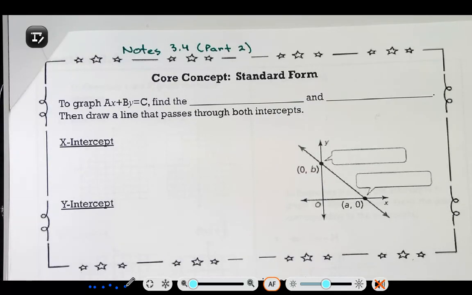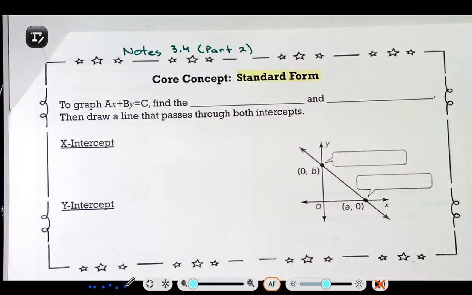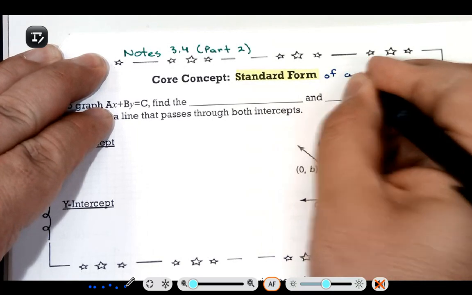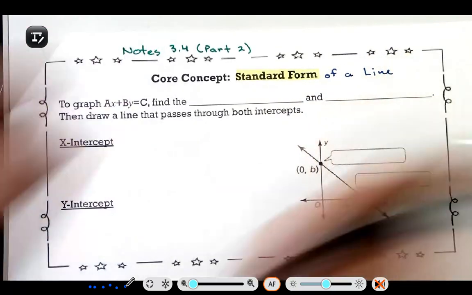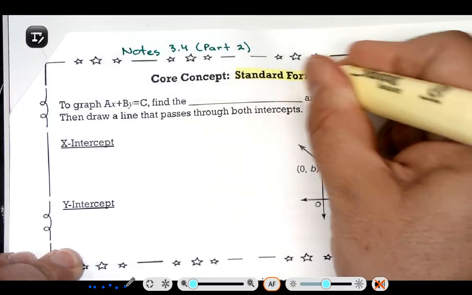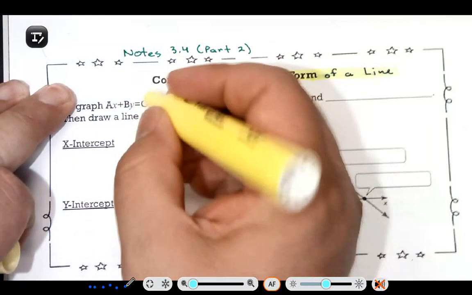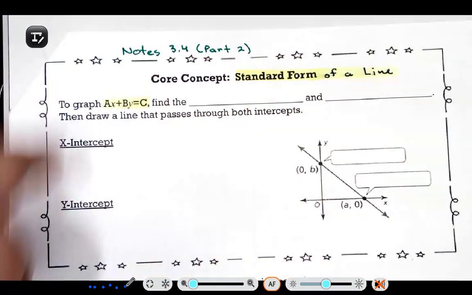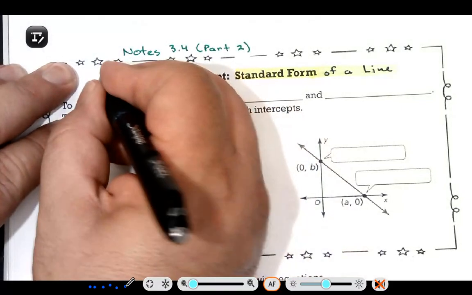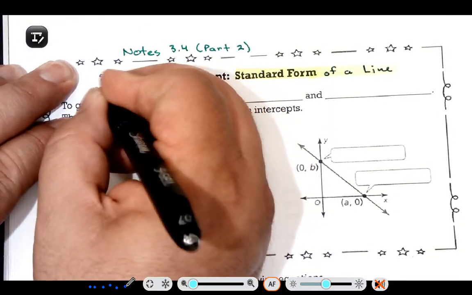Today we are going to talk about standard form. Now, it just says standard form, but there are a lot of different standard forms in math. So we're going to say the standard form of a line. Remember, we are only drawing lines right now in the beginning of this school year. So it says to graph AX plus BY equals C. Even though they didn't mention it, that's what standard form looks like of a line.